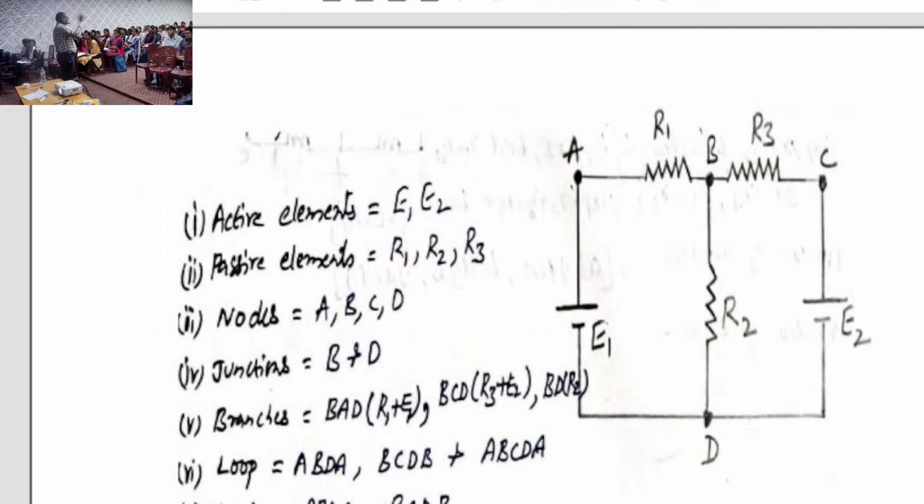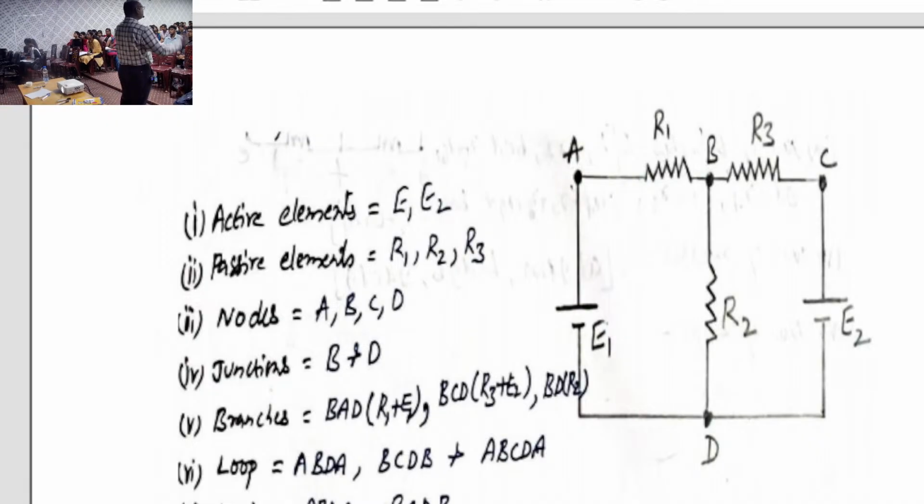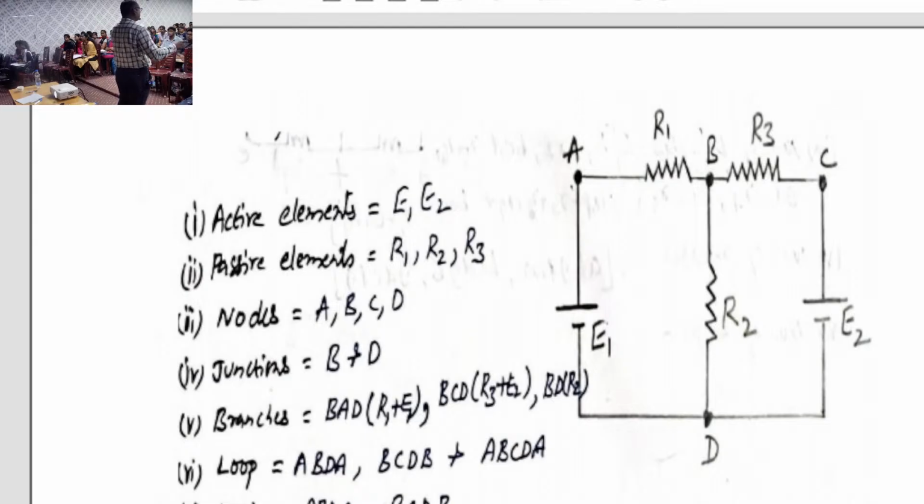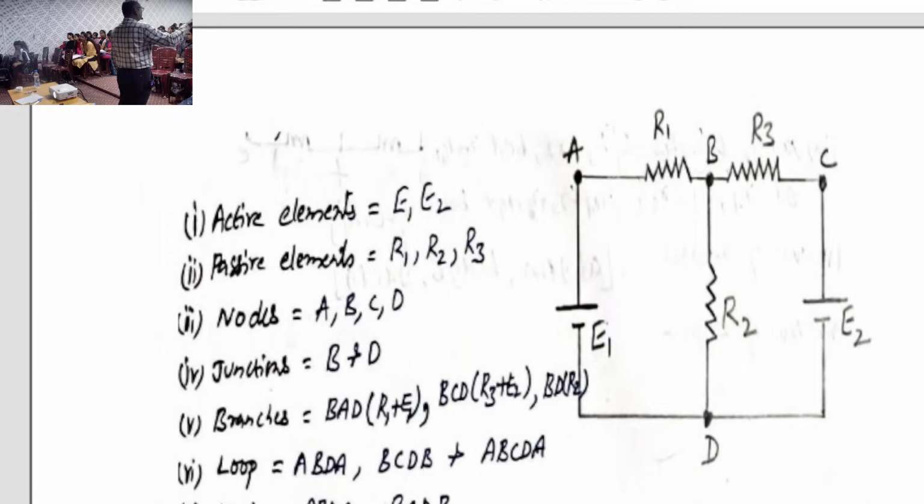The bulb is made up of filament, which is a conductor. The conductor should have resistance. So instead of the bulb, I am drawing the resistance: R1, R2, R3. This is a simple circuit diagram. It consists of 2 batteries, E1, E2, and 3 bulbs, and the bulb is replaced by a resistor. Why is it replaced? Because the bulb is made up of filament, filament is nothing but a conductor, and a conductor has a resistance.